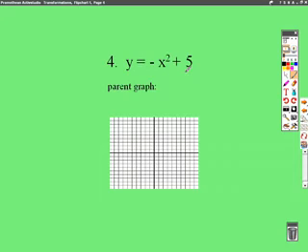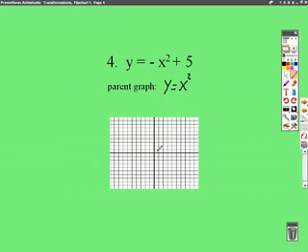None of our parent graphs, guys, had y equals and then some number. They always had a variable. So when I'm trying to find the parent graph, I need to identify the variable. Obviously, it's x. So in this case, my parent graph is simply y equals x squared. All of those things stay together.